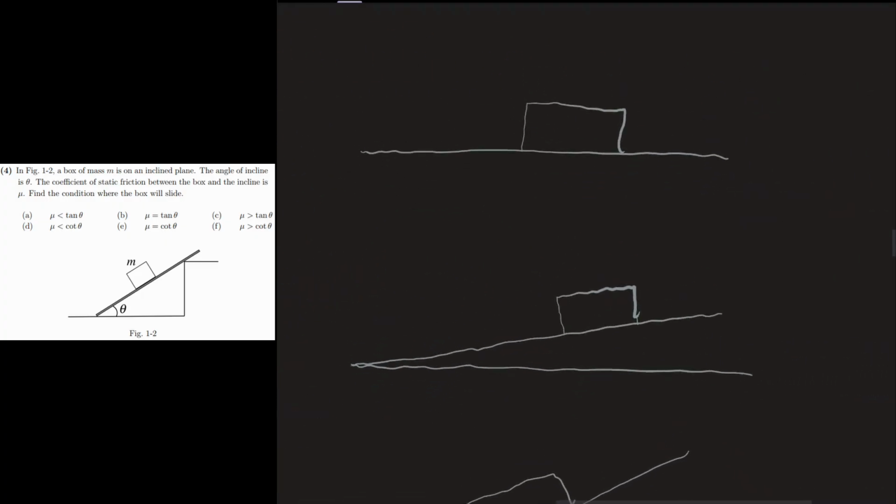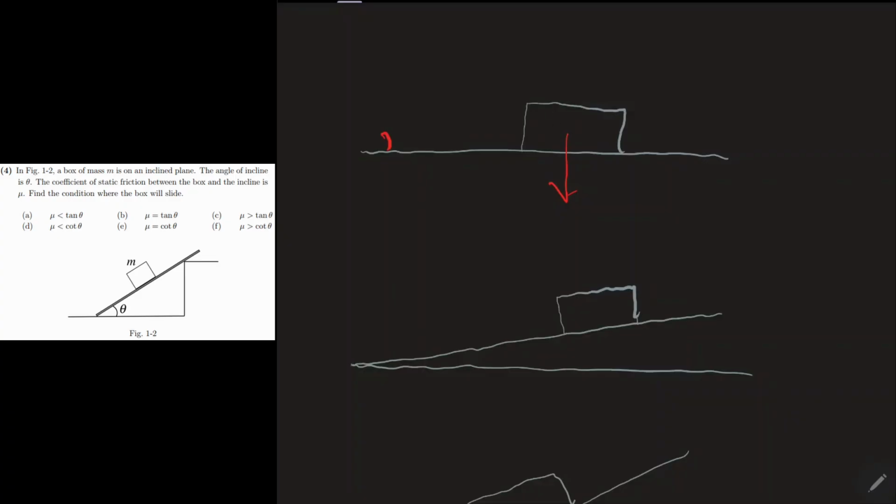So to start, suppose a box is just sitting on a horizontal surface. In that case, this angle right here is of course just 0 degrees since it's flat. And this angle right here between the gravity and the perpendicular component of gravity is also 0 degrees, since gravity of course points straight down, and that is perpendicular to the horizontal surface.